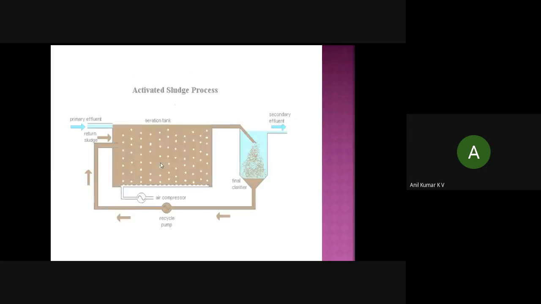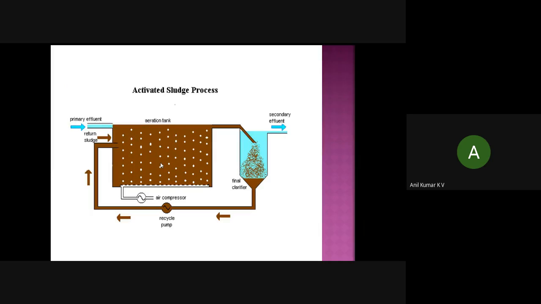Activated sludge process, schematic representation. The primary effluent from primary treatment is subjected to activated sludge by passing air. Under microbial activity, it is converted into byproducts such as carbon dioxide and water. Finally, the obtained water is free from biodegradable organic matter.